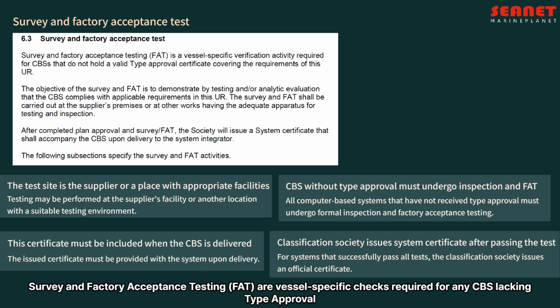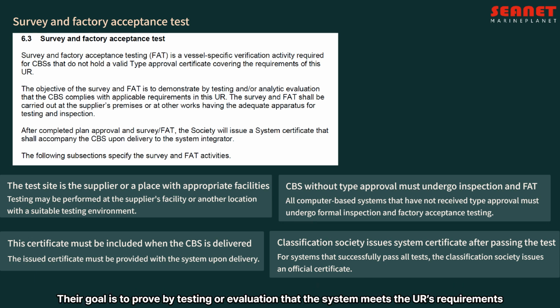Survey and factory acceptance testing (FAT) are vessel-specific checks required for any CBS lacking type approval. Their goal is to prove by testing or evaluation that the system meets the UR's requirements. You can perform them at your own facility or at an external site with suitable equipment.